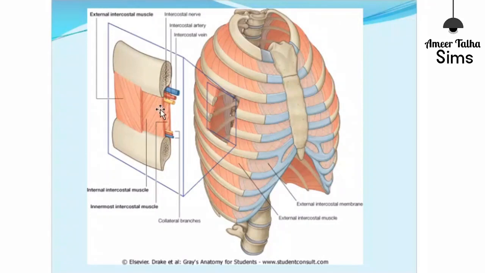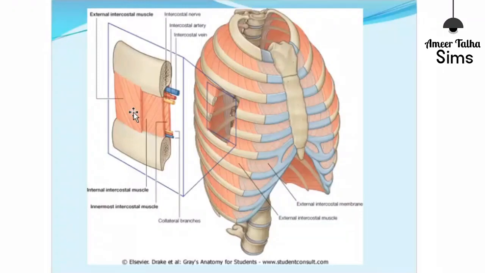Direction of fibers will help you from the point of view of exams. So you should remember this. Inferior anteriorly for the external intercostals and inferior posteriorly for the internal intercostal muscles.